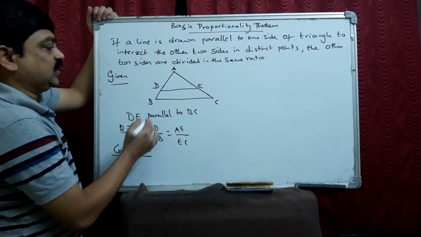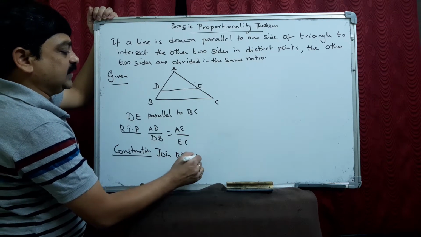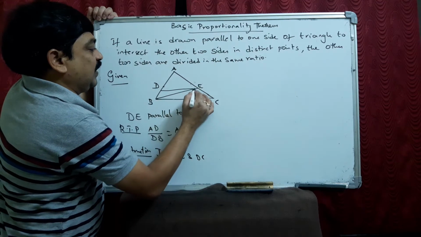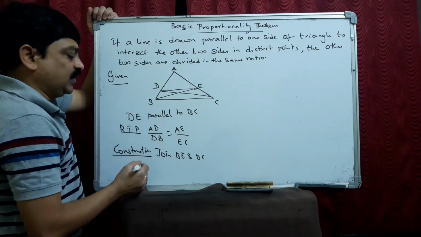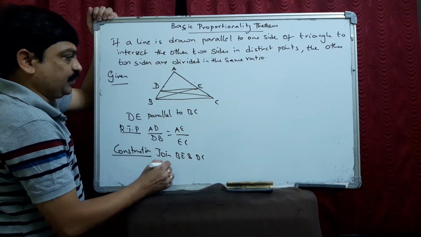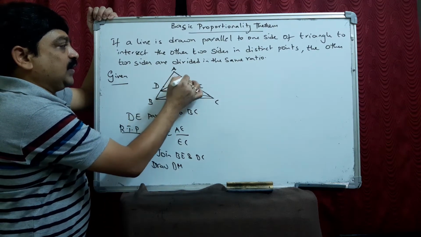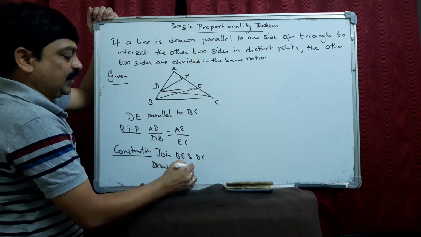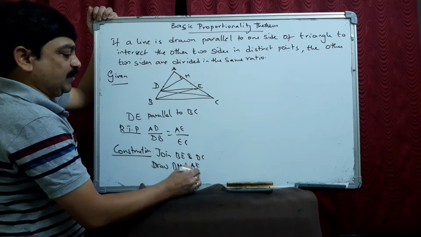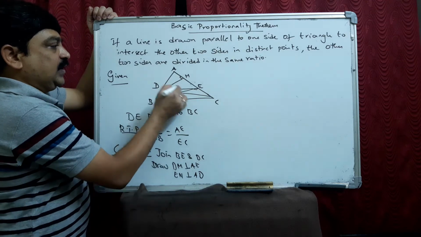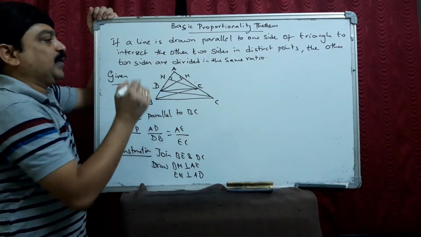Construction is just join BE and DC. Join BE and DC. Okay, next. After that, draw DM from D to M here, perpendicular to AE, and also EN perpendicular to AB or AD. DM perpendicular to AE and EN perpendicular to AD.